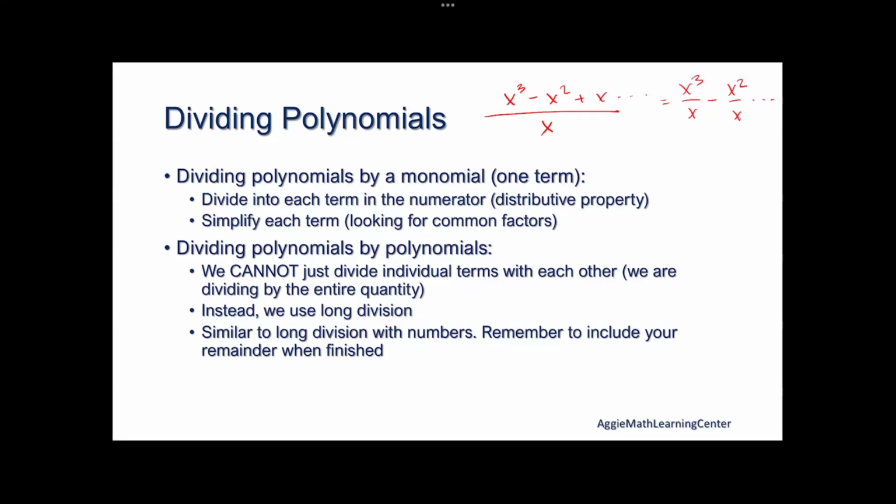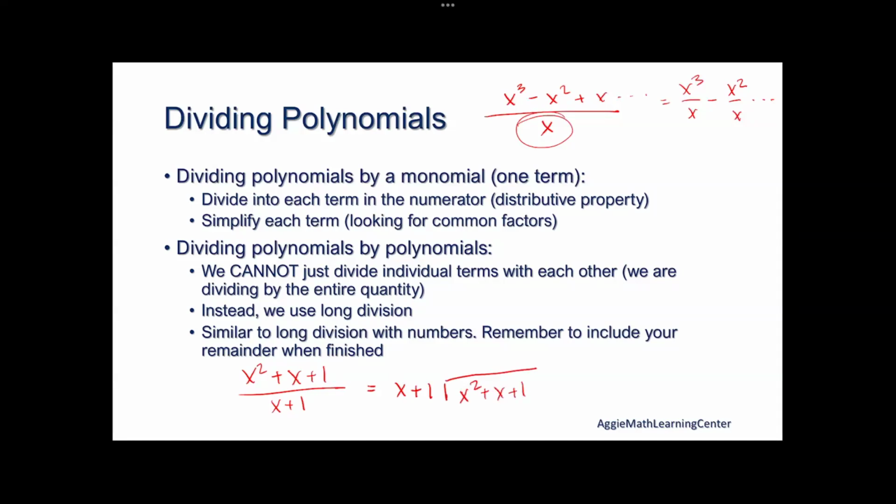You can't do the same thing if you're dividing a polynomial by another polynomial, because you're not allowed to break up the denominator. This works because there's only one term in the bottom. If there's multiple terms in the bottom, then you have to use long division instead. So if you have x squared plus x plus 1 over x plus 1, you're not allowed to break them up one by one. So we'll put this in long division form like this, x squared plus x plus 1.